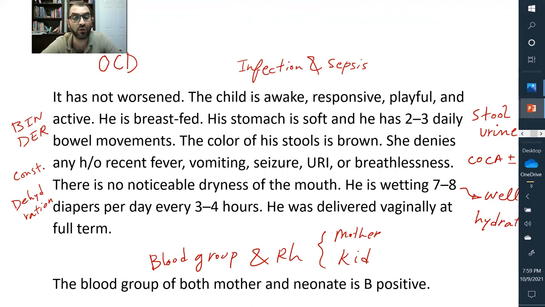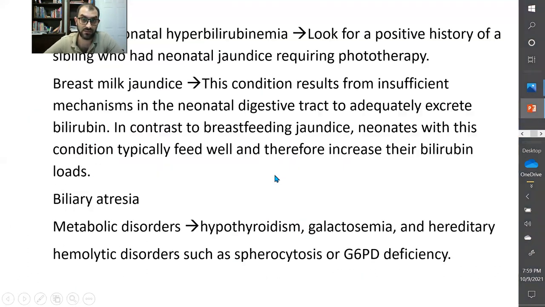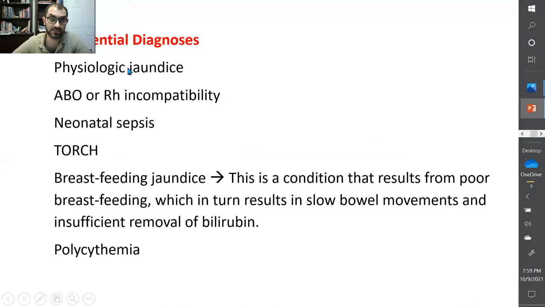The blood group of both mother and neonate is B positive. We check the blood group and Rh of the mother and the kid for ABO and Rh incompatibilities. So the blood group of both mother and neonate is B positive, so there is no ABO or Rh incompatibility. Differential diagnoses.